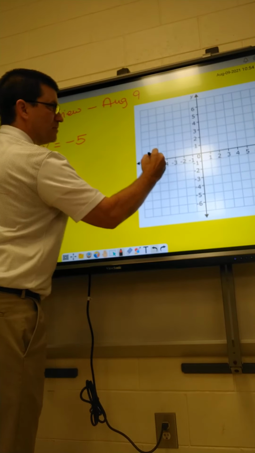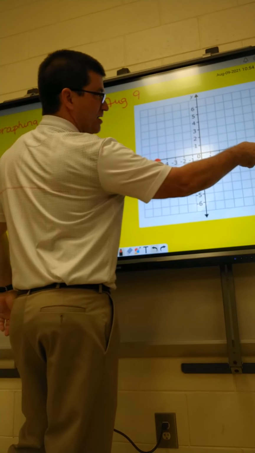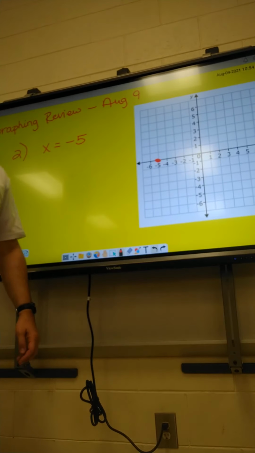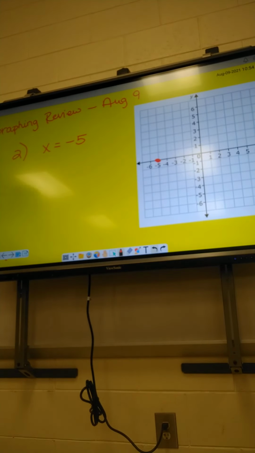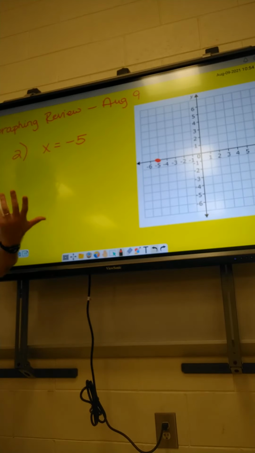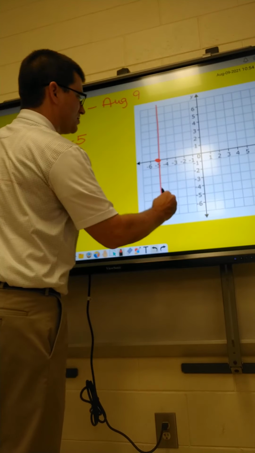Right there. Now my graph has x here and y here. Does yours have x and y? Then you might want to write it if you forgot where the x-axis is. And this one, since I don't have a rise over run, I just draw a straight line straight up and down.